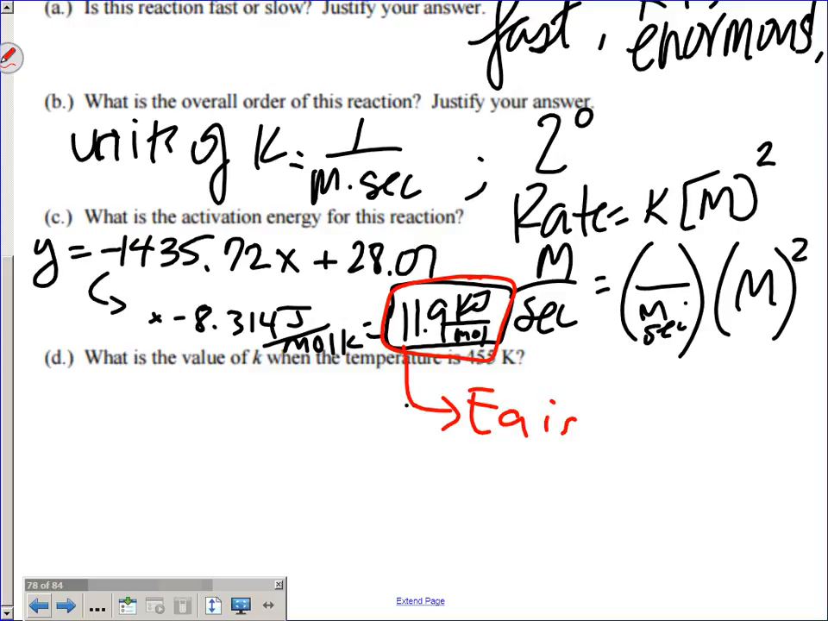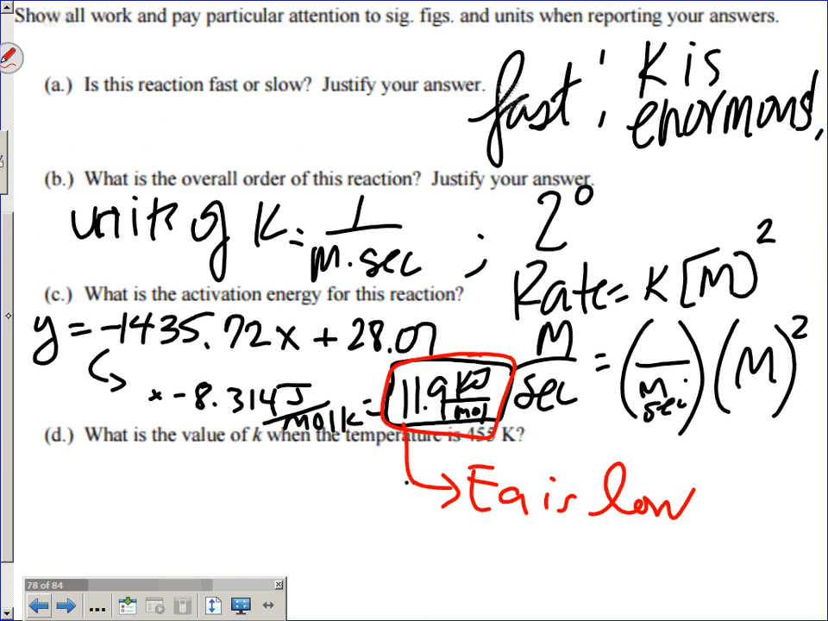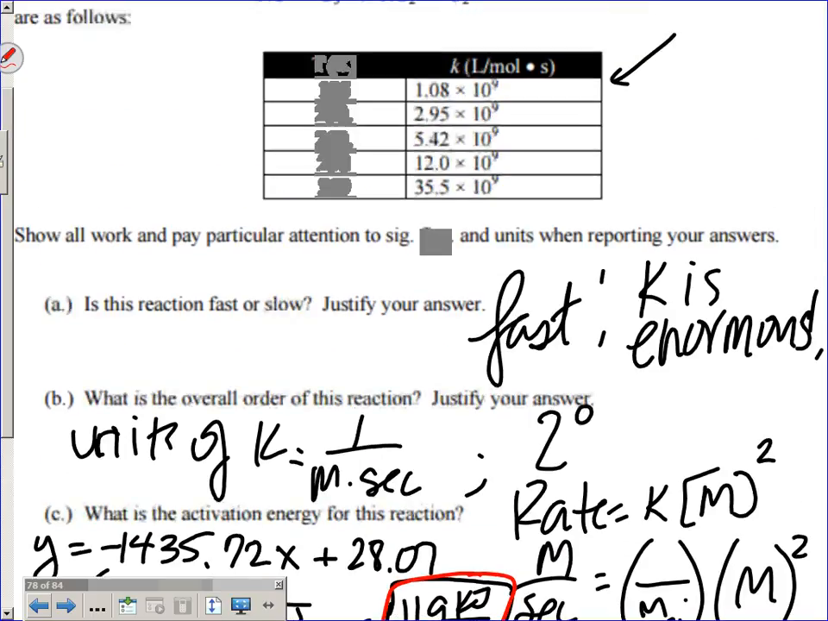The EA is low. Rate is fast. What was the other indicator that this rate is fast? K values. K values what? Enormous. Thank you. K value is enormous. So that doubly makes sense, right? That's always nice when your answers agree with each other.